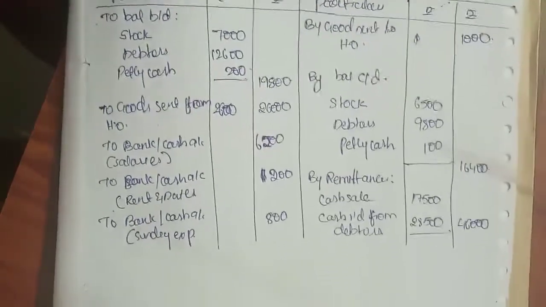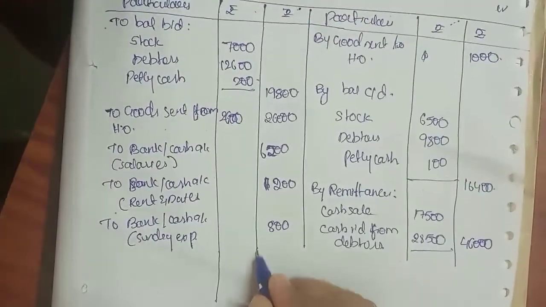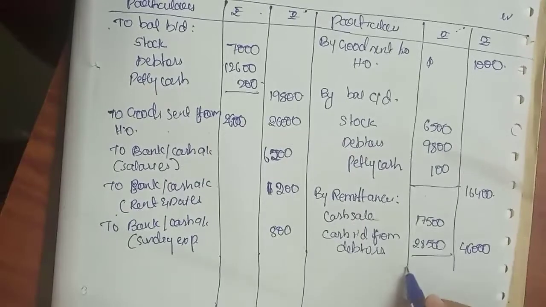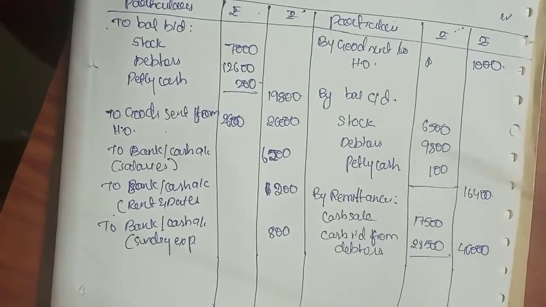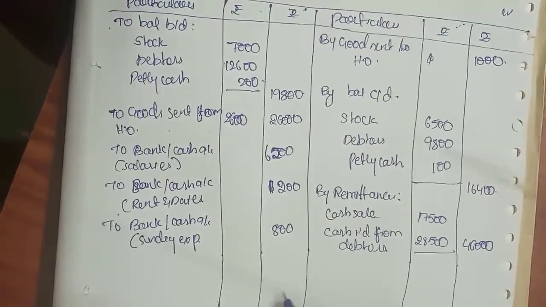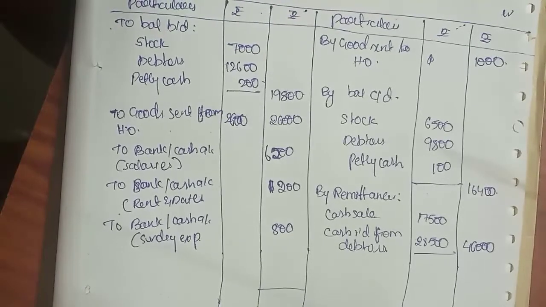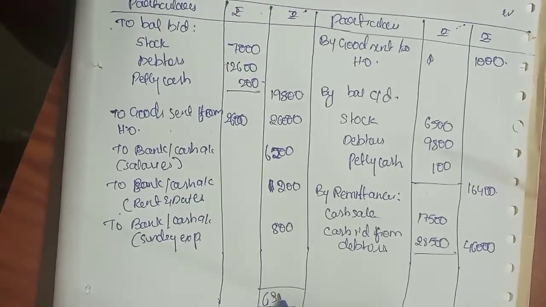So that's all. Now make the total. We'll see which side is higher. So the credit side is higher. Make a total. You get 63,400.